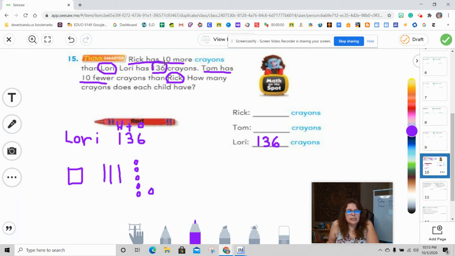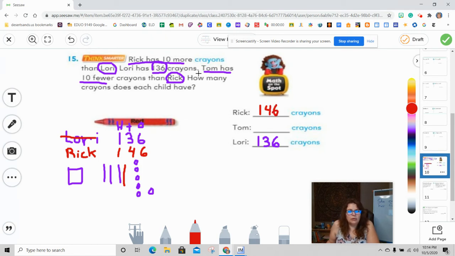Now we said that Rick has 10 more crayons. So we're going to say 10. So 110. So basically I'm going to add 110 because that's 10 more. So now I'm going to cross Lori because I already have Lori. And now I'm going to put this is what Rick has because we added one more 10. So this is Rick. So now let's see. Rick has 100, 1, 2, 3, 4 tens, and 6 ones. So I know what Rick has. 100, 4 tens, and 6 ones.